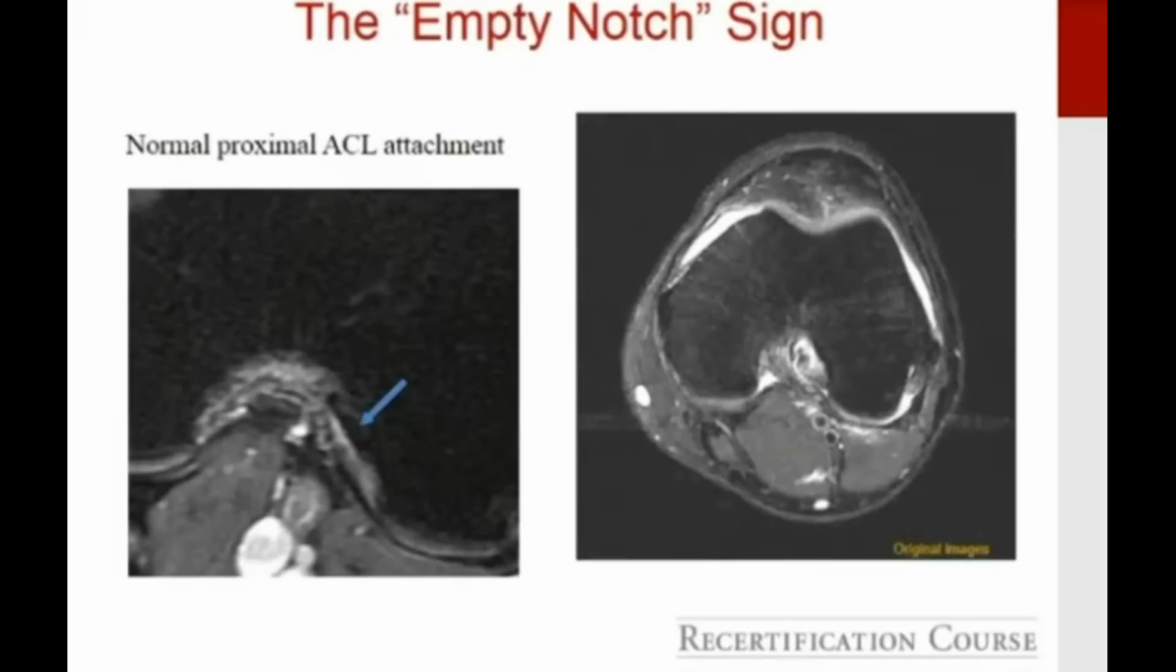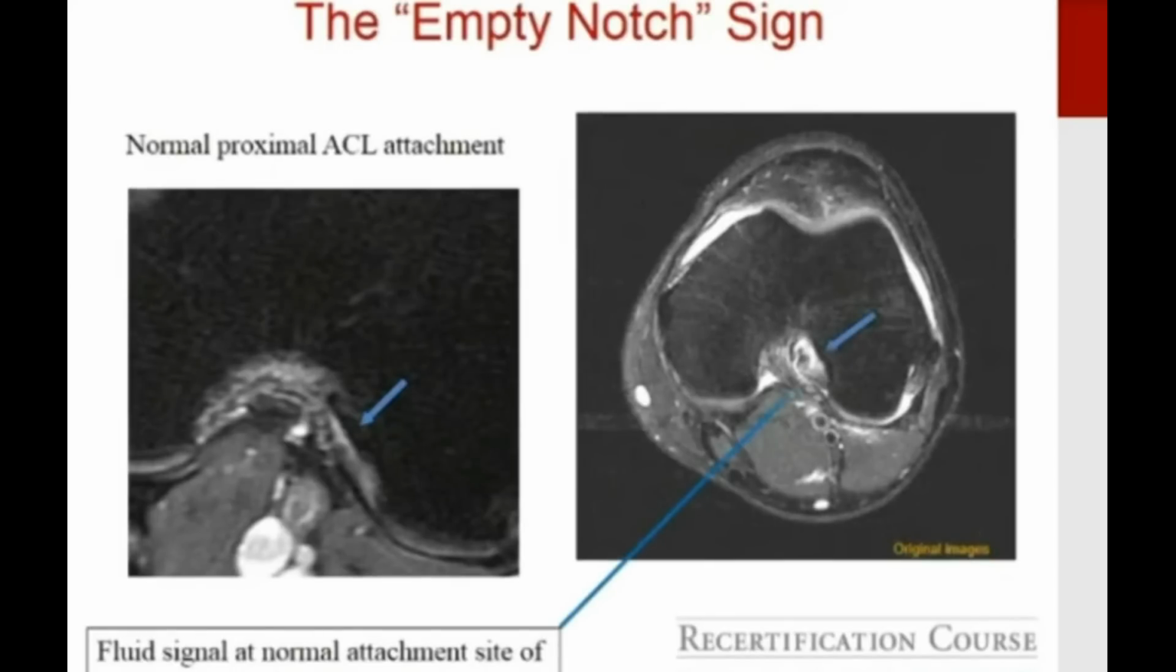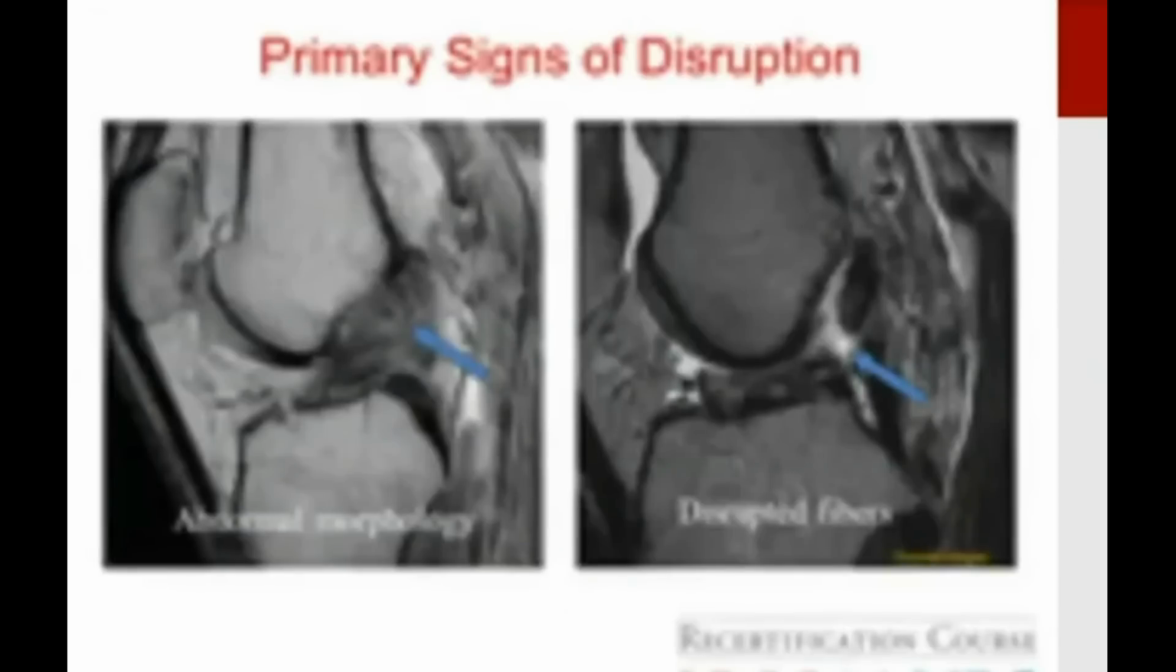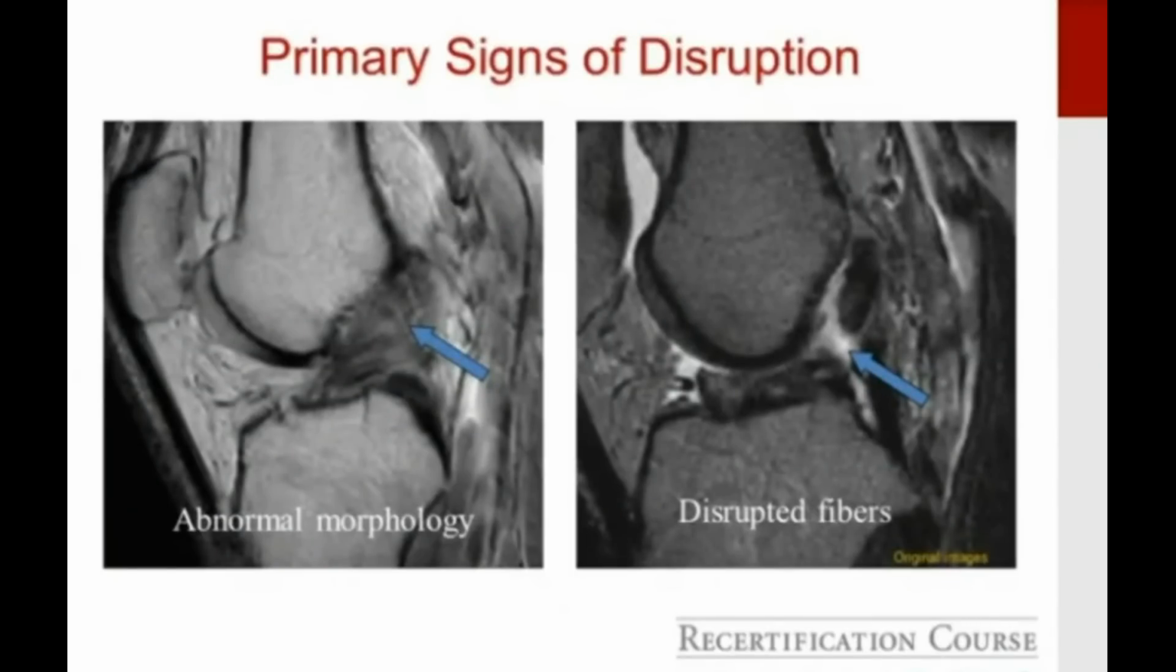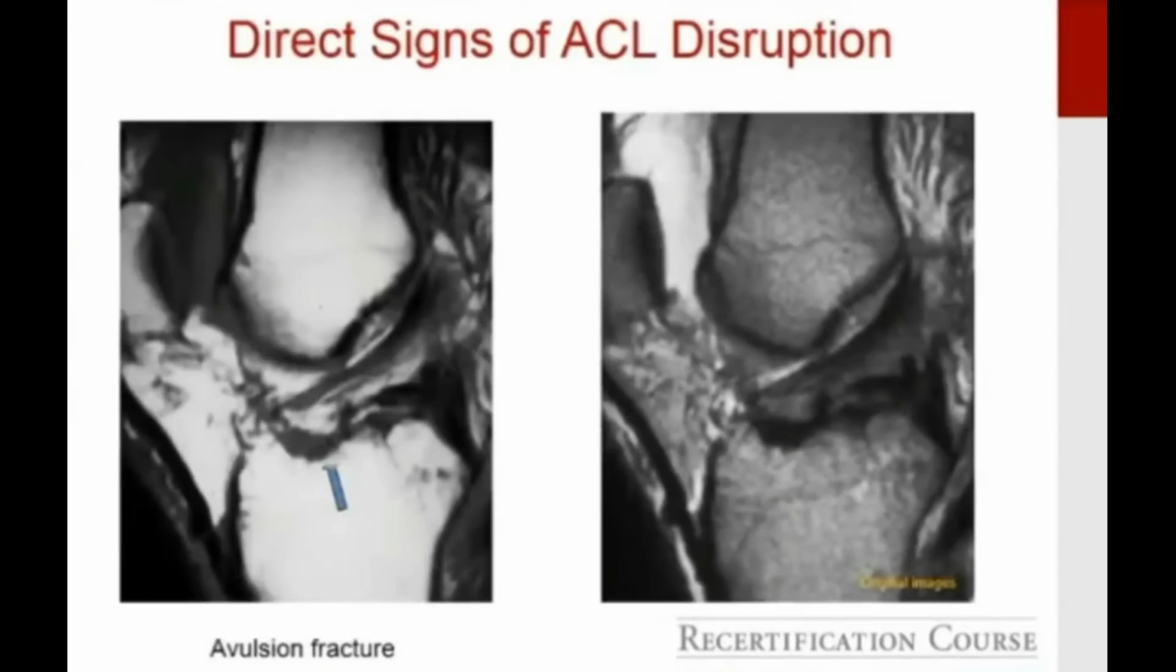With a tear of the proximal ACL, we're going to see fluid signal, thickening, and edema at the proximal attachment site. So it's a fair question to just show this axial image and then ask questions about the follow-up and or treatment of an ACL disruption. In the sagittal imaging plane, the primary signs of disruption are abnormal morphology, so thickening and edema, and just the appearance of a mass of edematous tissues. Or you may see disrupted fibers with fluid signal extending through the fibers and inferior drooping distally.